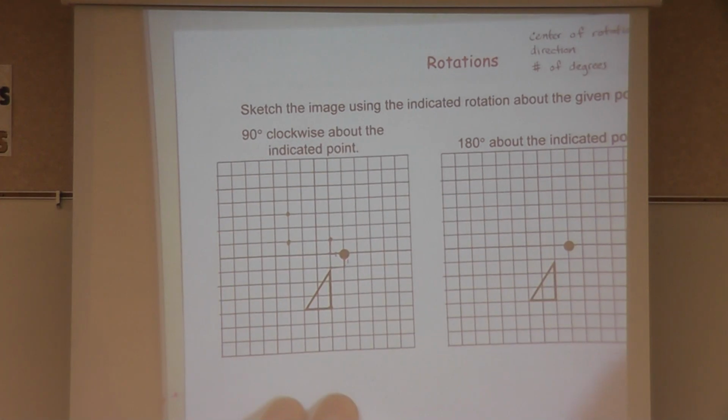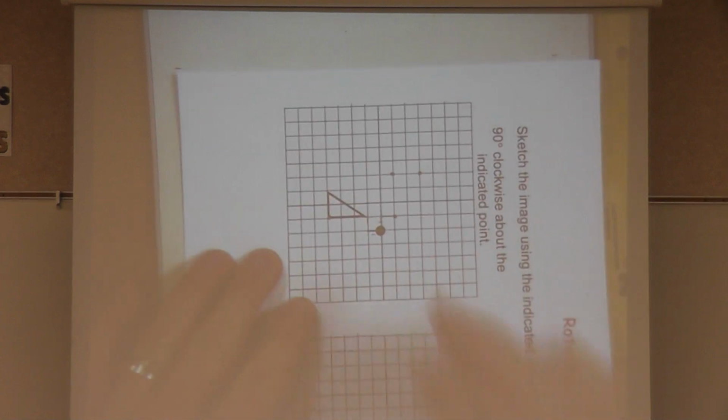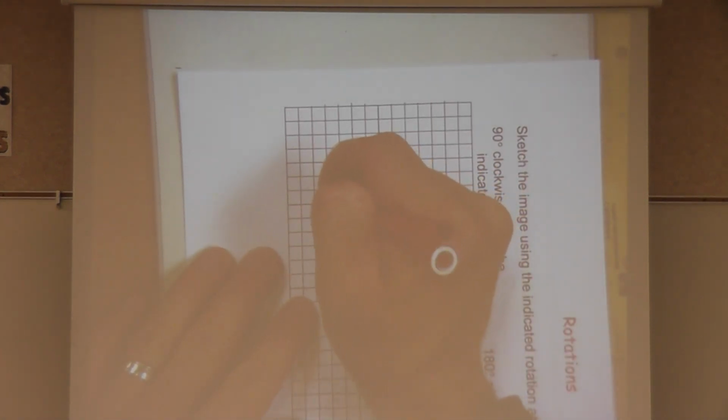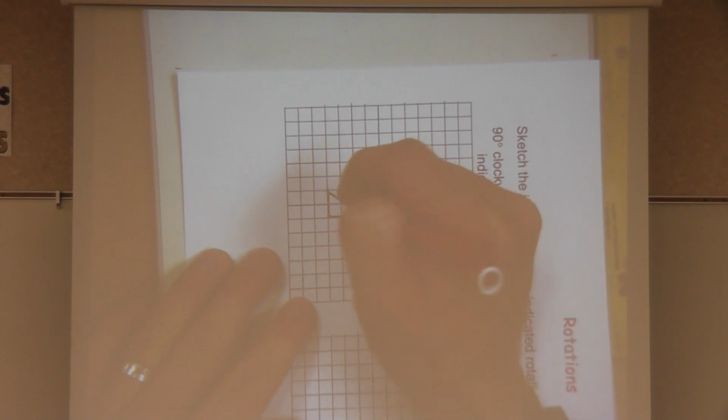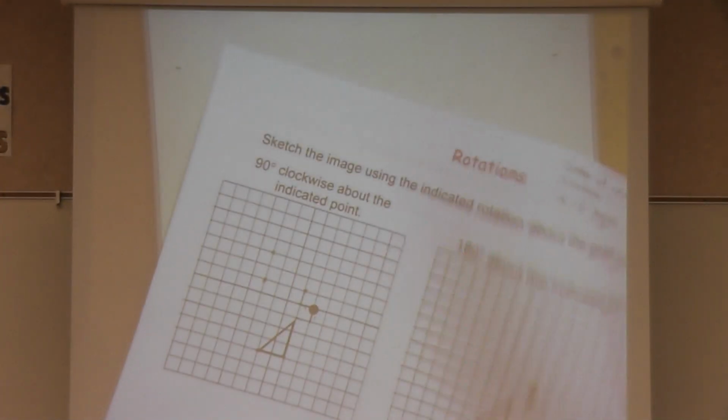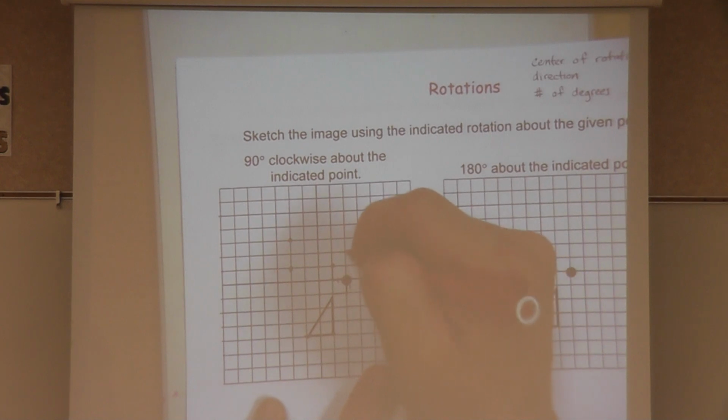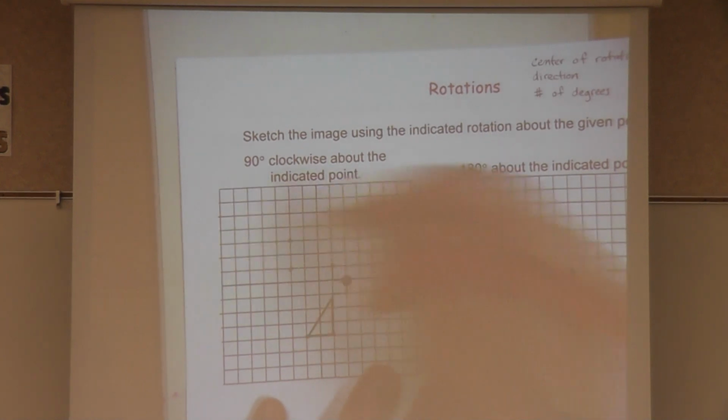Now if I turn the page, I can verify this. This corner up here, this vertex, is up 1, 2, 3, and over 1, 2, 3, 4. It's up 3 and over 4.